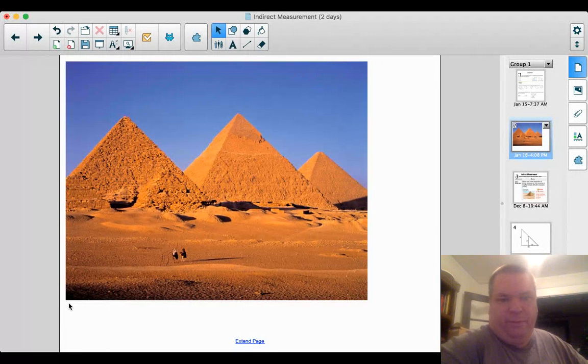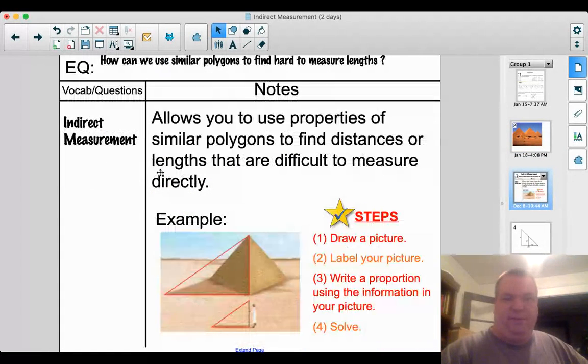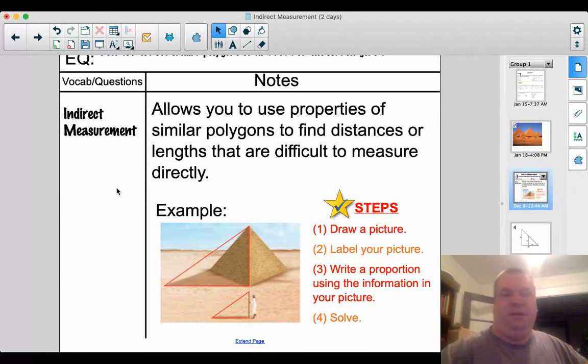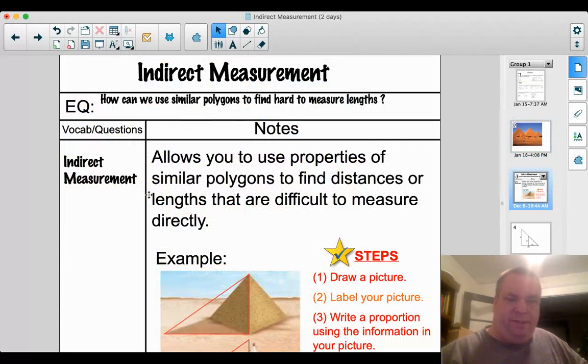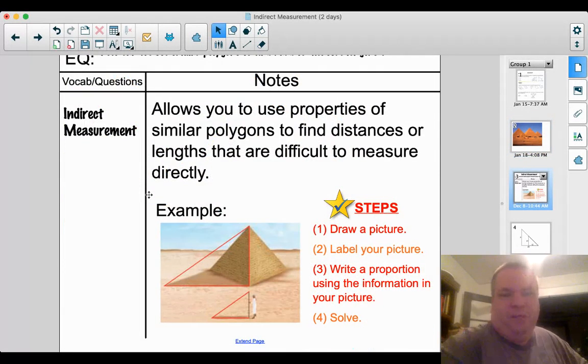All right, welcome back. So the key lies in the shadows. If you'll notice, the pyramid is casting a shadow. You're casting a shadow. Well, you know how tall you are, and we want to know how tall the pyramids are. So what we can do is we can use properties of similar polygons to find distances or lengths that are difficult to measure directly.